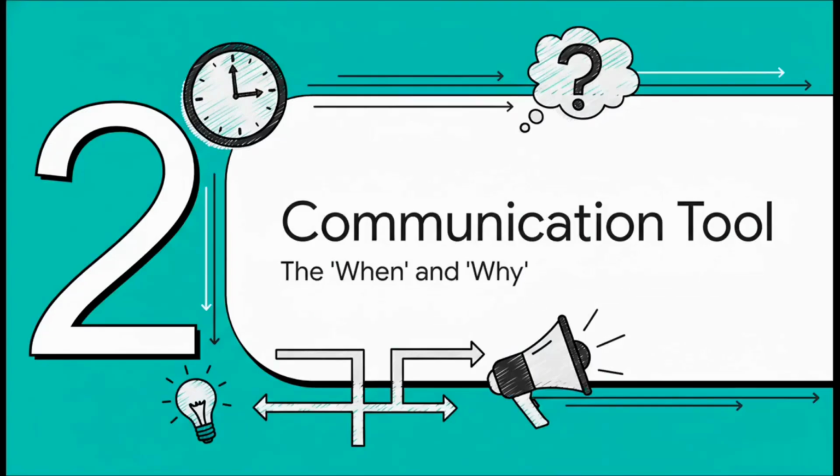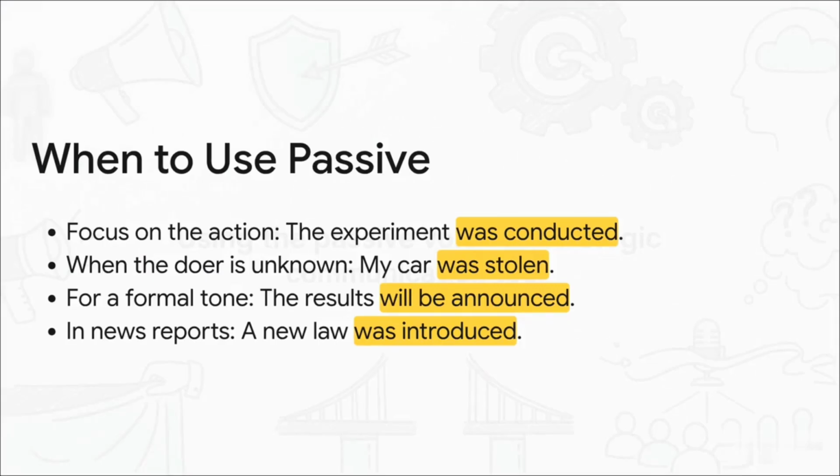Okay, so we've got the what and the how covered. Now for the really important part, the when and the why. Let's look at how this blueprint turns into a really practical tool you can use every day. This is all about strategy. You use the passive voice when the action itself is the real star of the show. Think about a science report. The experiment was conducted. We don't really care who did it. It's the work that matters. You use it when the person doing the action is a total mystery, just like with our stolen car example.